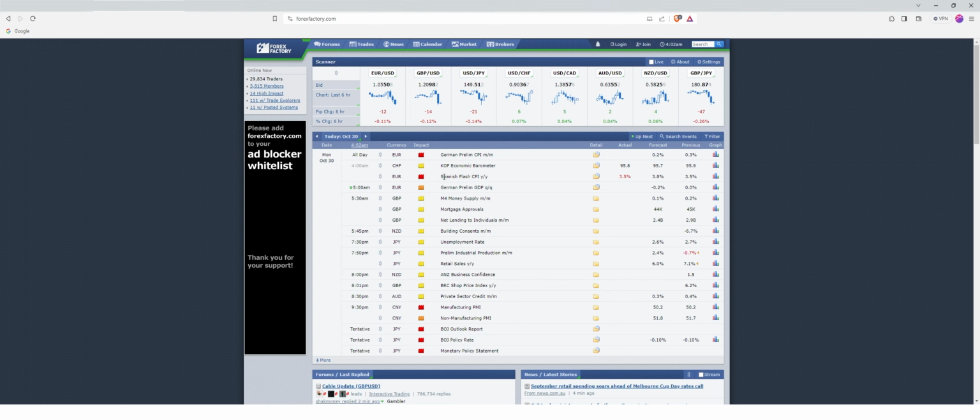We did have also Spanish flash CPI due at 4 AM as well. Our entry did occur before this. So whether we trade during all day red folder news or not, I'm undecided at the moment. The entry that we are taking is before the Spanish flash CPI, however. And so with that said, let's jump into the main charts.